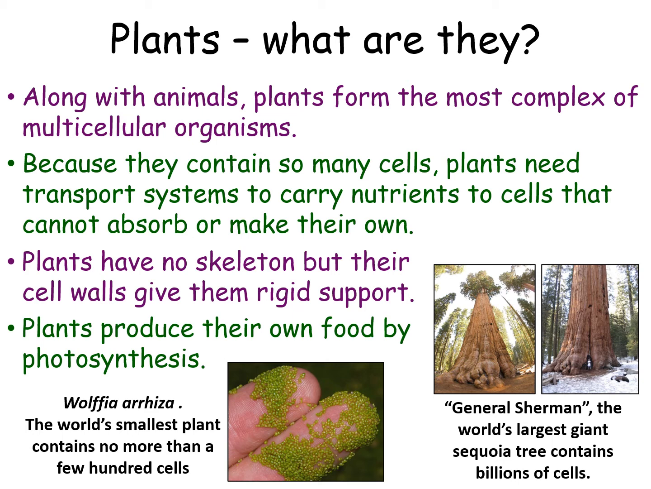Plants have no skeleton, but their cell walls give them a really rigid support so they can hold themselves up. And they produce their own food through the process of photosynthesis. A few examples here. We've got the General Sherman, the world's largest giant sequoia tree, which contains billions of cells. These giant California redwoods and sequoias are some of the largest living things on planet Earth. You can see the little human being at the bottom there, just to give you a scale of how large these trees are.